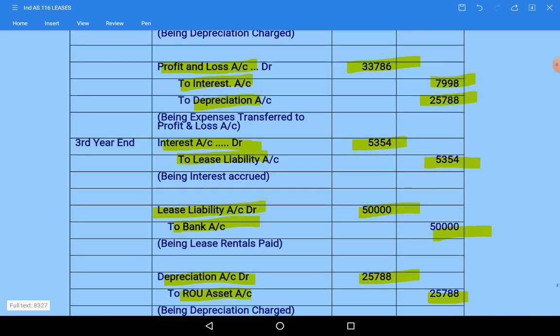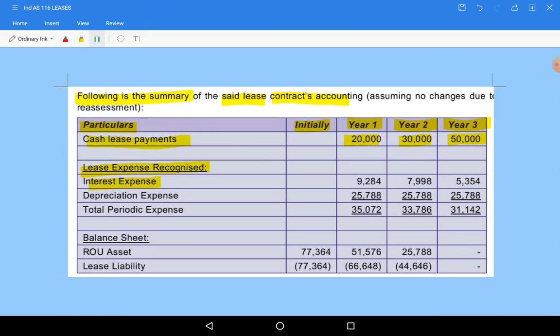So it is an extract, not detail, of expenses. Interest, and depreciation is every year the same: 25,788, 25,788, 25,788. Total period expenses, these two. See, I am saying it is an extract. An extract shows only the information which we have, not full detailed P&L information.